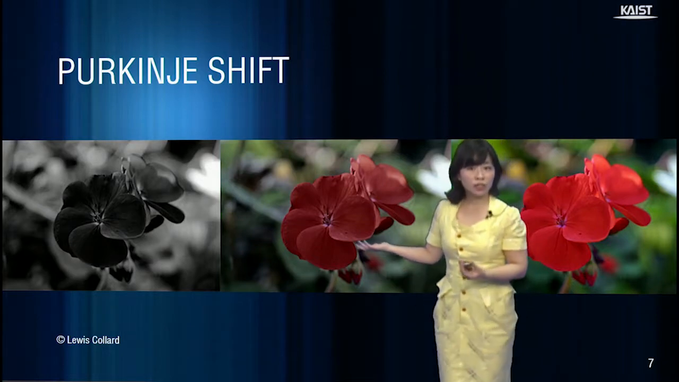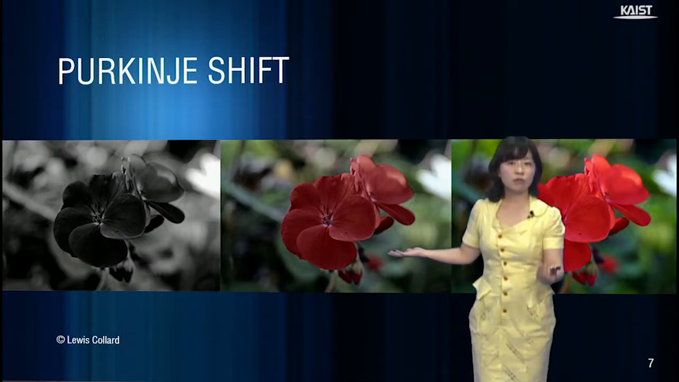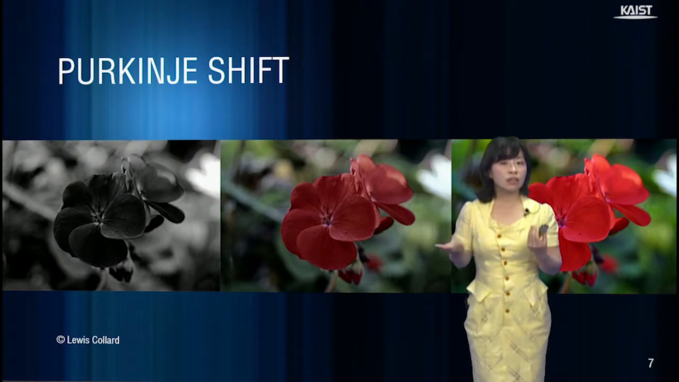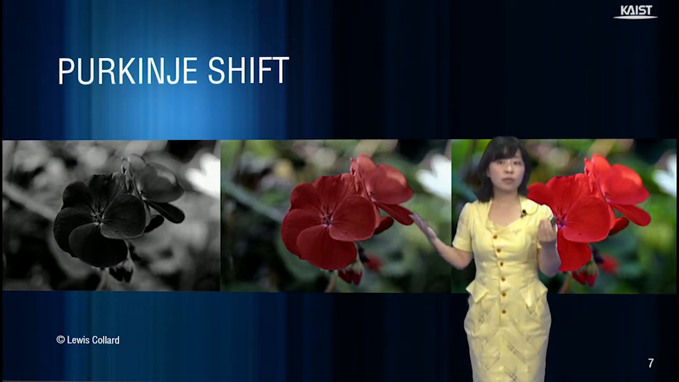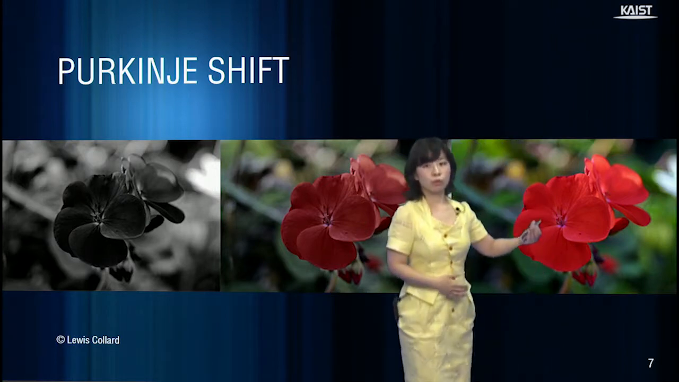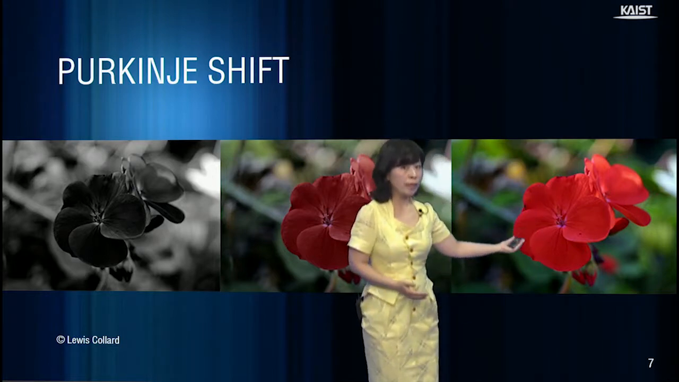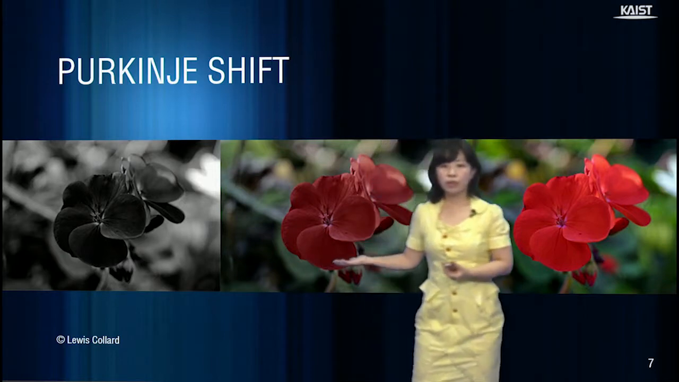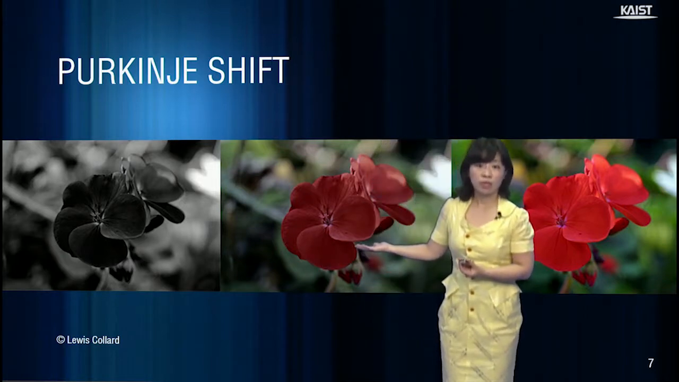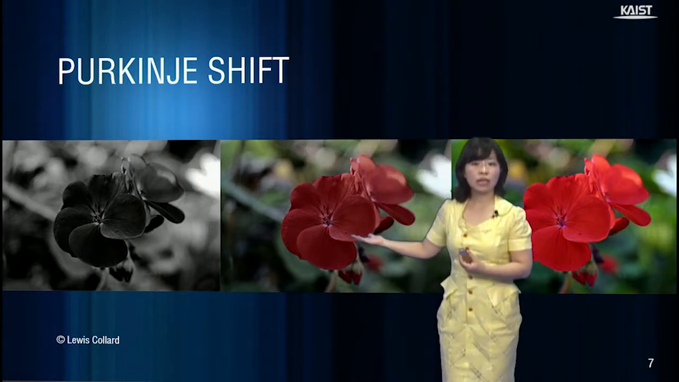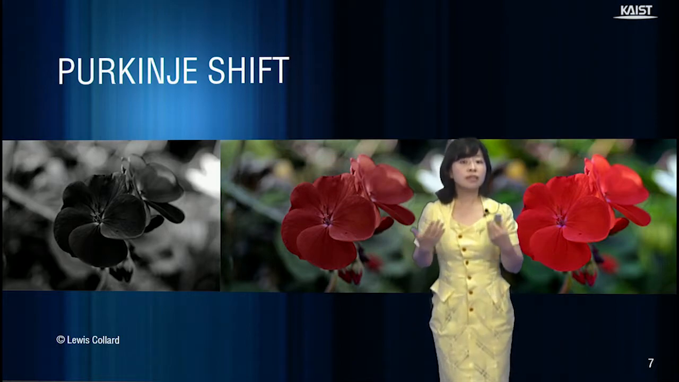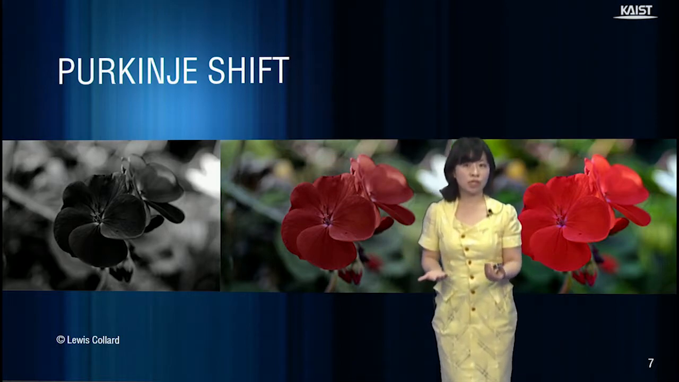The flower in the center is the simulated result of how we see this red flower in mesopic vision. Compared with the image on the right, viewed in photopic vision, this appears more bluish because the reflectance in short wavelength is intensively perceived in mesopic vision.